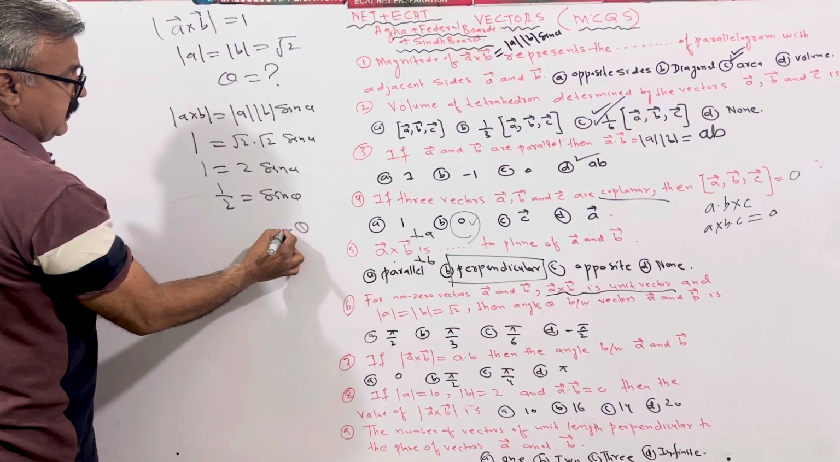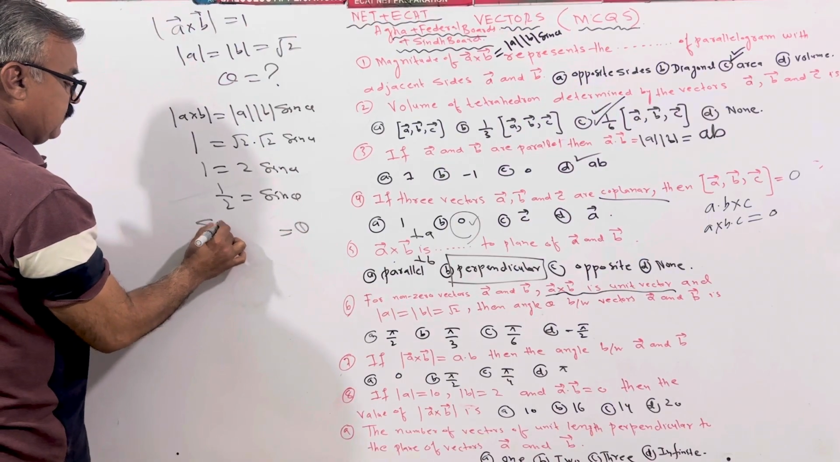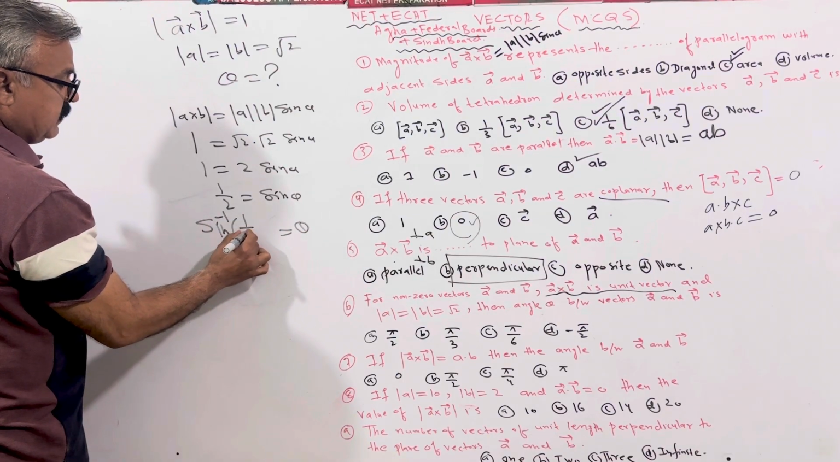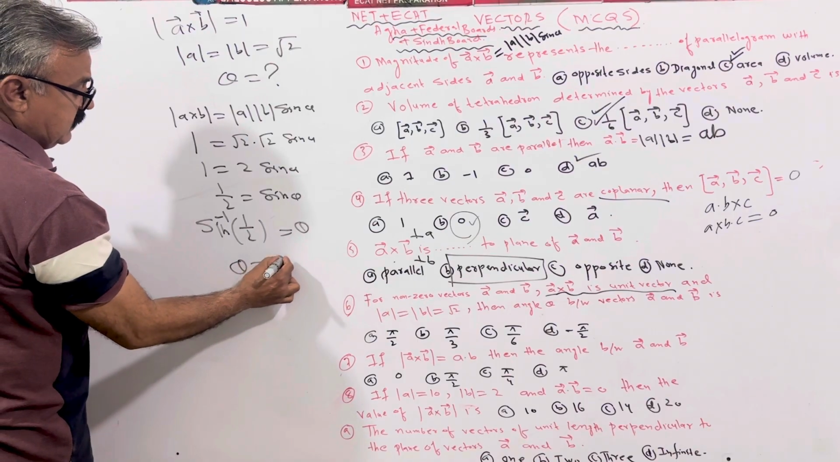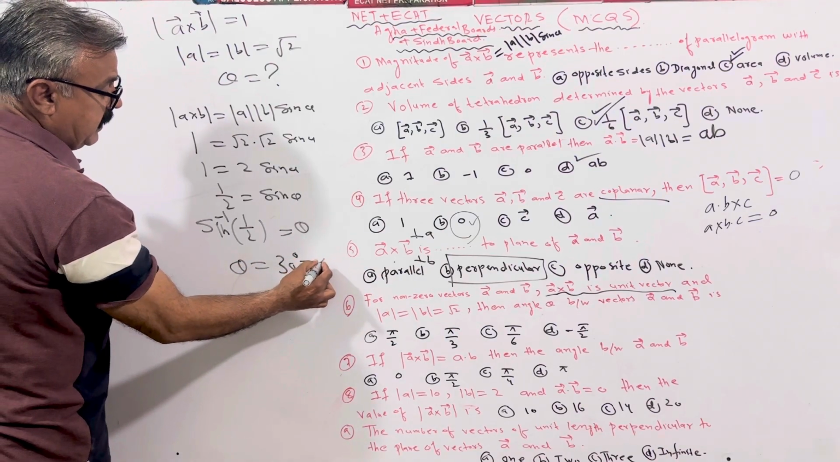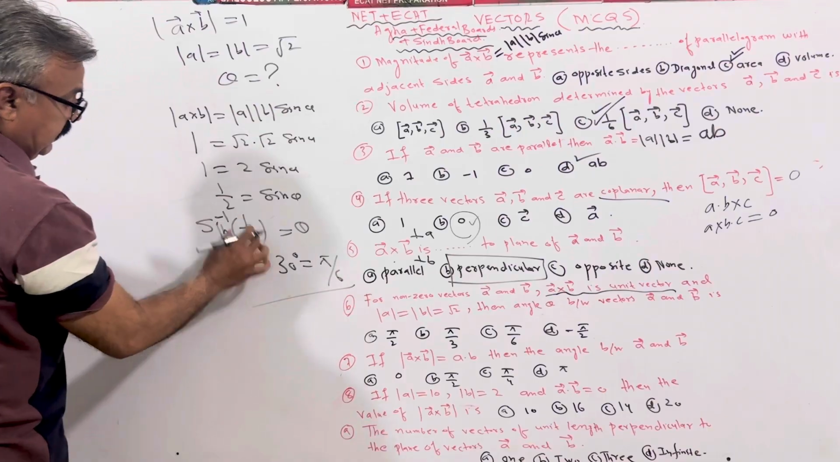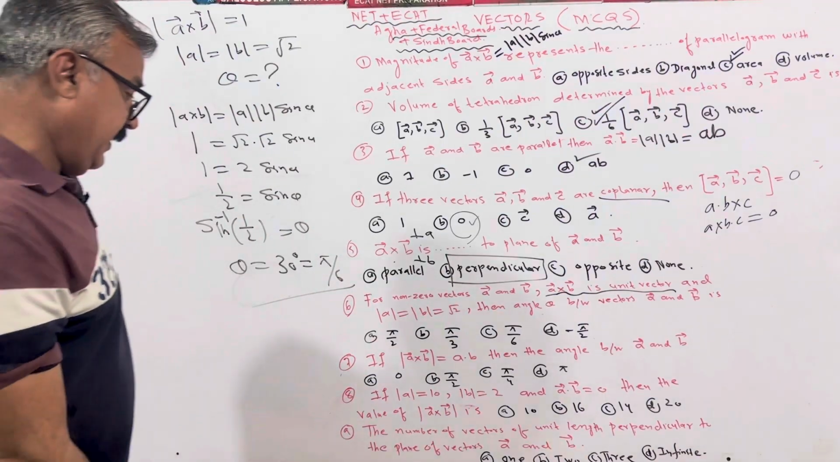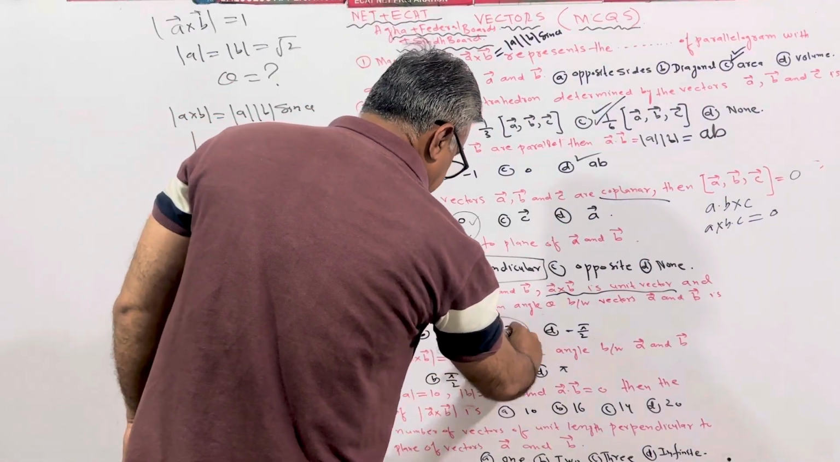Solve for theta. It's tantamount to arc sine of 1 over 2. That's equal to 30 degrees or pi upon 6 radians. 30 degrees or pi upon 6 radians is the option in that case.